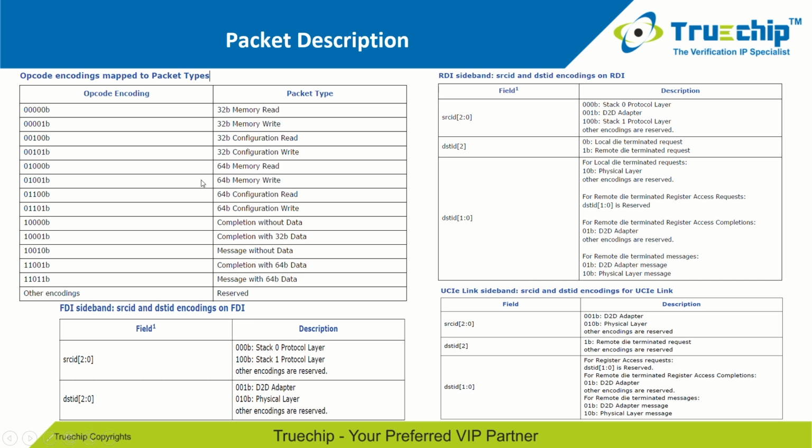So this is the packet description. We can see the opcode encodings, the source IDs and destination IDs for FDI, and these are the source and destination encodings on RDI, and here is the source ID and destination ID for the UCIe link.